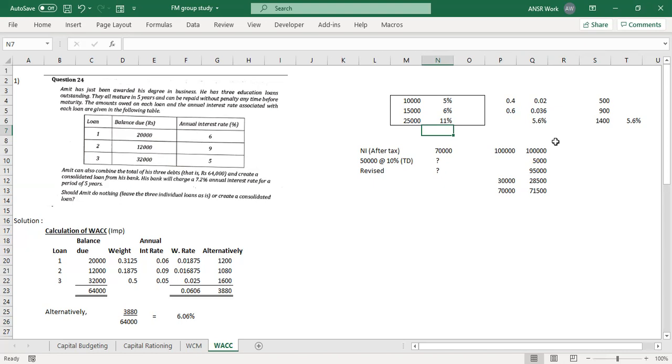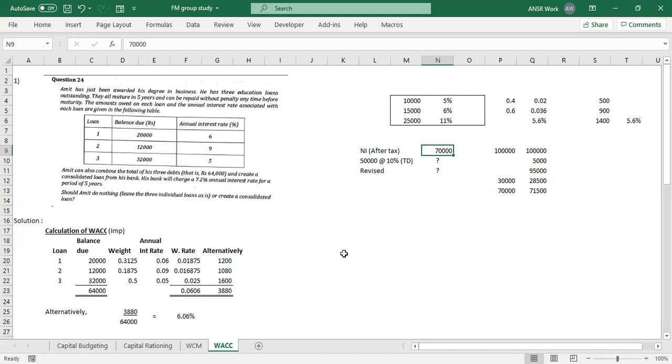I have one example of a company where the net income after everything, after depreciation, after tax, is 70,000. Now one guy came and told that, you know what, I missed to deduct something. I had a loan of 50,000. We have paid interest at the rate of 10% on that. I totally missed to deduct that amount. You tell me, what should be the revised net income?